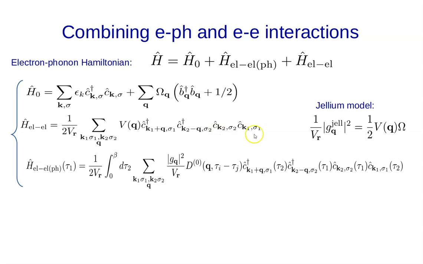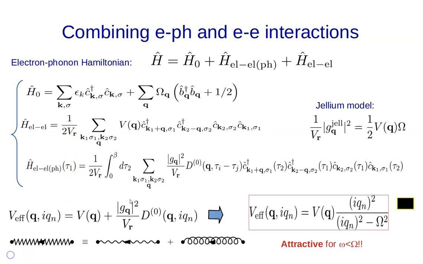Okay, but these two have a similar structure, right? Notice there is a V of Q in here too, right? So this is going to be important. So what happens if I try to write an effective electron interaction that involves these two terms?